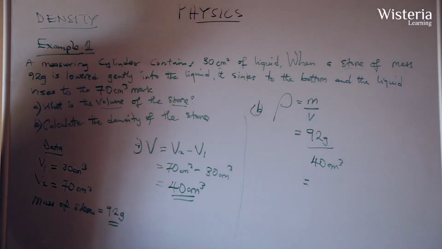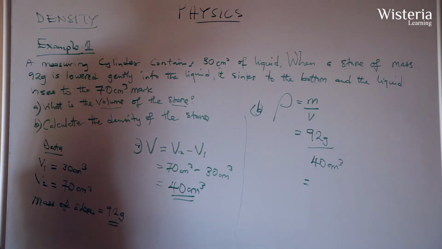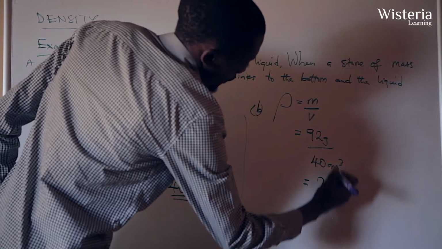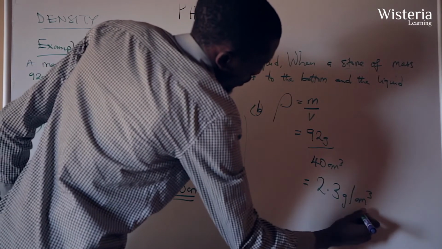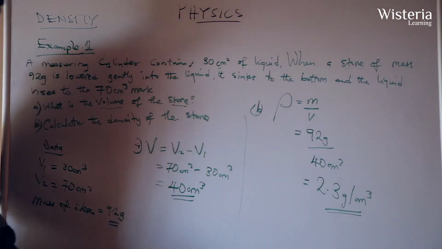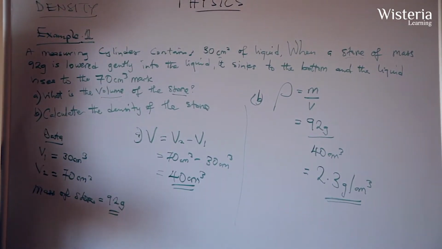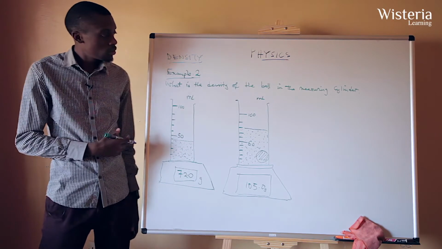And if we do our arithmetic, we say 92 divided by 40, and that will give us 2.3 grams per cubic centimeter. So that is the density of the stone. So this is example number 2.